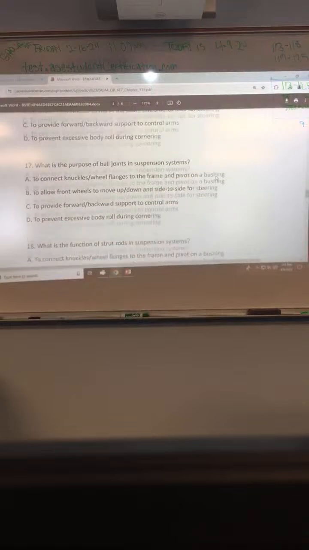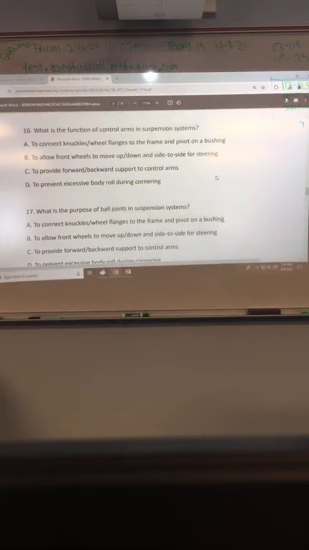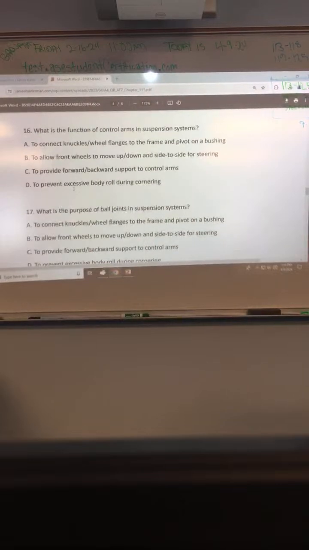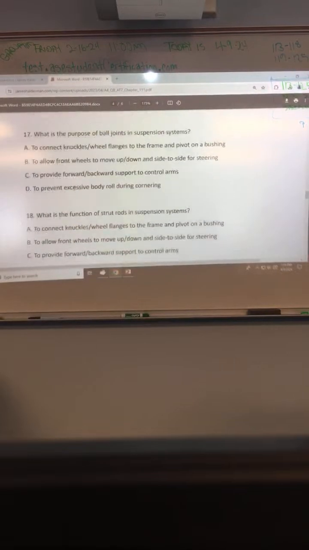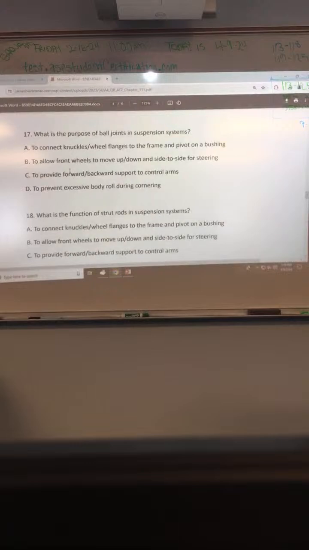What is the purpose of a suspension system? Now, if you'll notice, B is the same answer as it was for the other one. 16 and 17 both have the same wording. Actually, all of them are the same except for A. I'll put A. That was the last answer.